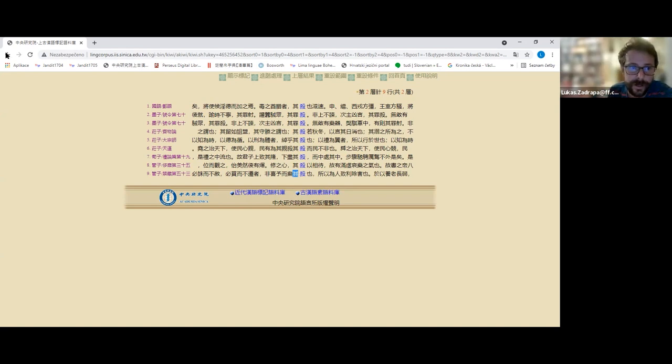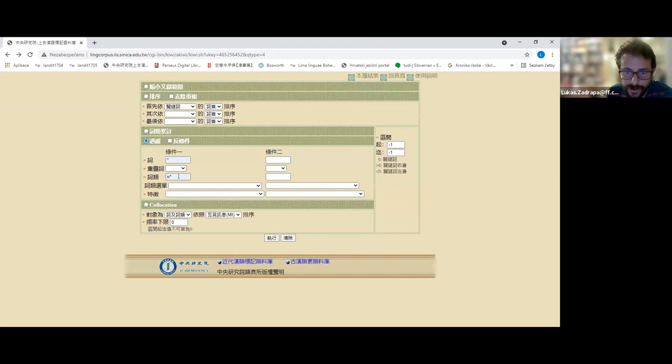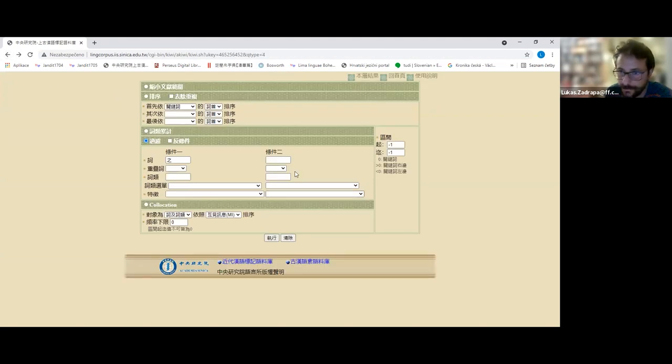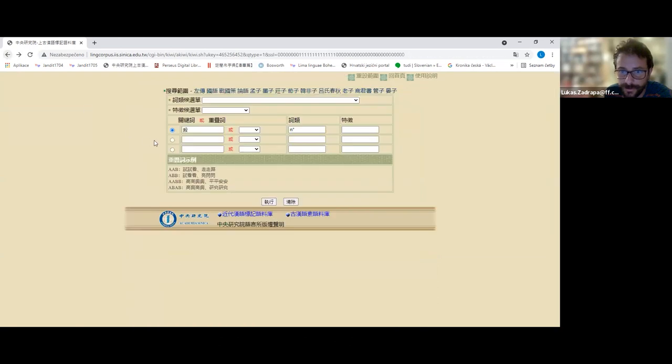Of course, we can try, for example, another search where here you will have the word zhi. So this is, one character to the left will be zhi. Oh, so there are no such examples. We can try, for example, that will be better. We can try for this ubiquitous thing.